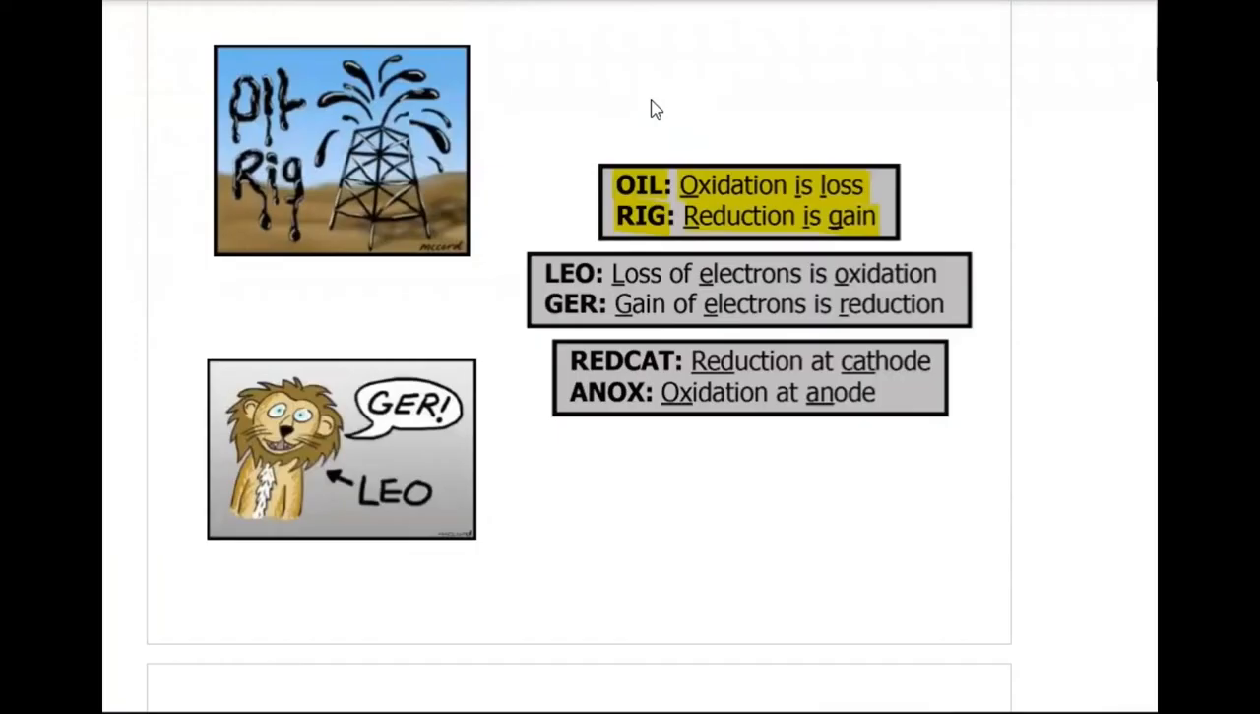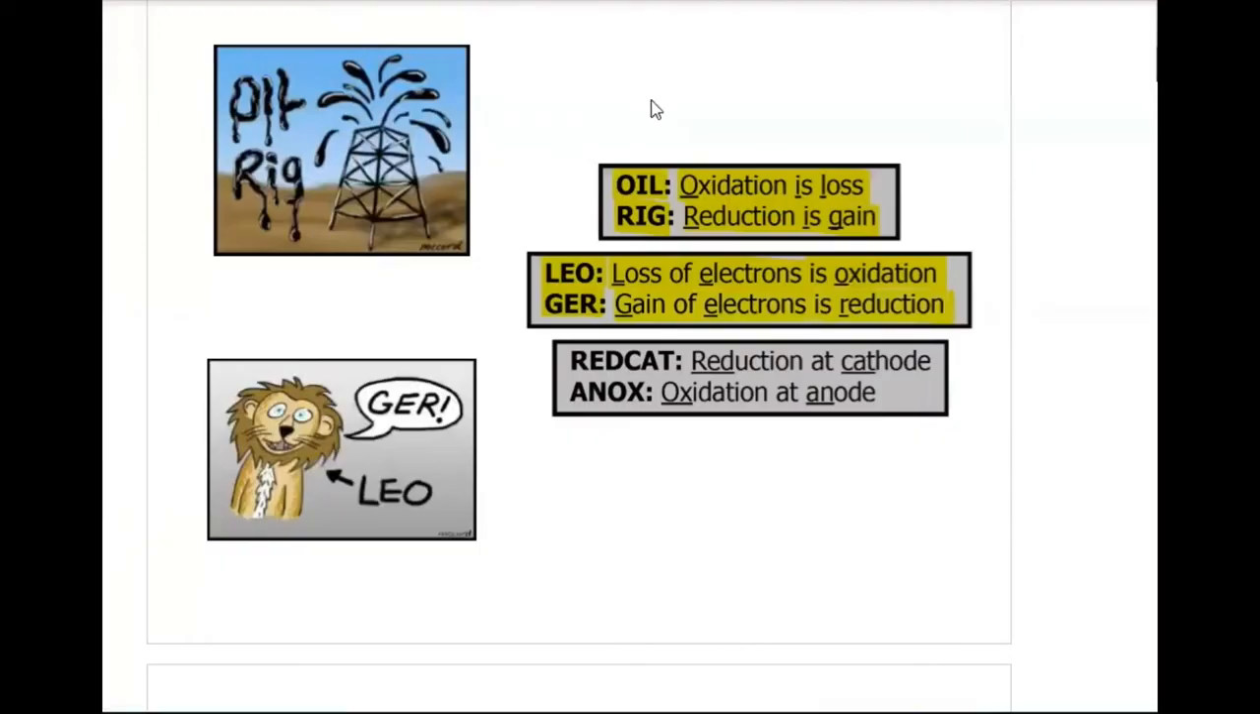And then you'll see this, I just added this little animation here. LEO GER: the loss of electrons is oxidation, exactly the same as OIL RIG. It's not a different rule, exactly the same, but many students just like a different acronym or analogy or example. So LEO, loss of electrons, is oxidation, and GER, as long as you can spell LEO GER properly, because otherwise your acronym's not going to make sense, is the gain of electrons, is reduction.